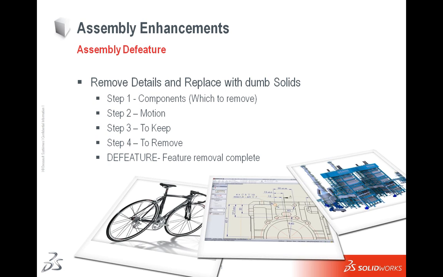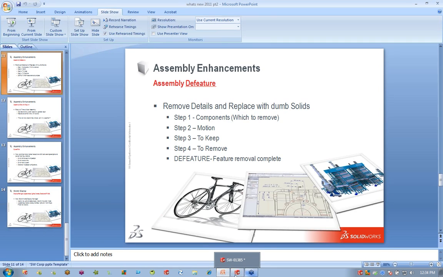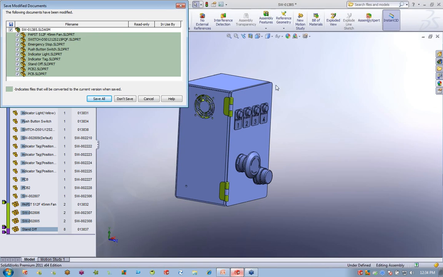The first step at the assembly level is to pick which components you want to keep. Step number 2 is to set up groups so you can capture any kind of motion you want to keep in your assembly. Step number 3 allows us to pick anything else, like features, that I want to keep. Step 4 says definitely remove this, this, and this, and then it will complete the Defeature function. Now let's look at that live so it makes a lot more sense for you folks.